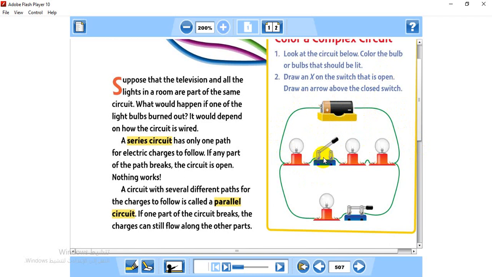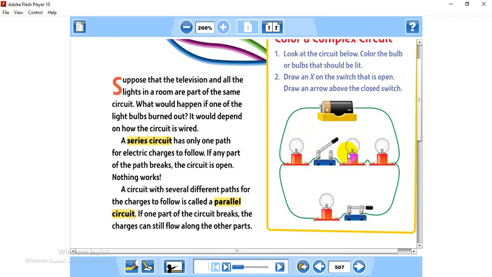First of all, focus on the switch here. The switch here is open. What does that mean? If the switch is open, it prevents the positive charge from moving to the next part or the next path. So here there is no path, because this one is open. For that reason the lights here will not work.